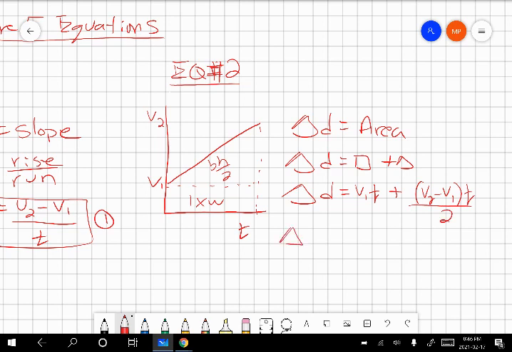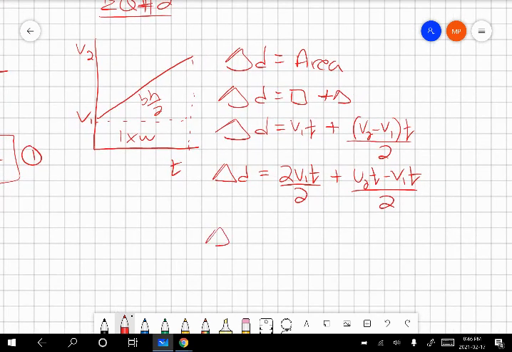Now that is equation 2, but we have to play around with it until it looks like it does on your formula sheet. So first thing I'm going to do is make a common denominator, v1t over 2, multiply the top and bottom of the first term by 2. And the other term, I'm going to multiply the t in so that I get v2t minus v1t, and that's all over 2 as well. Now we can put those two terms together since they have a common denominator of 2. And I can write this as 2v1t plus v2t minus v1t, all divided by 2.